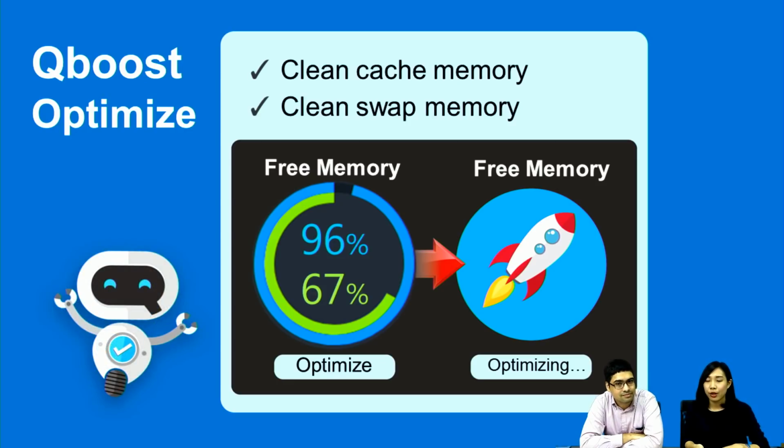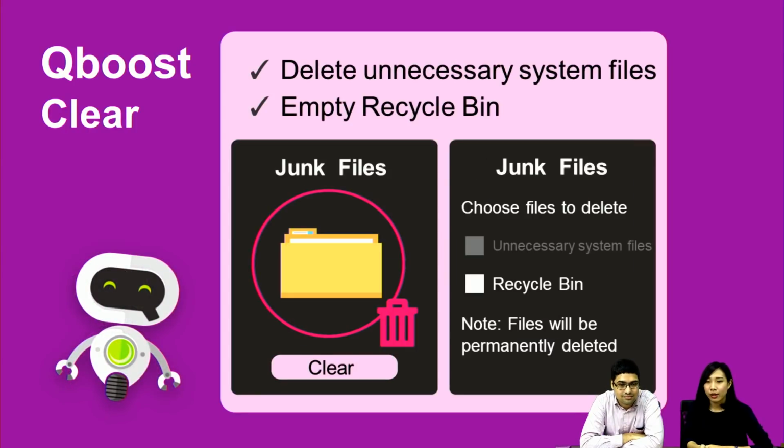It means that it will clean the cache memory and the swap memory in the system. And here is our UI. You can see that when you click optimize, there will be a rocket that flies to the sky. Okay. Cute enough. And the next one is about clear. It means that it will delete the unnecessary system files, such as damaged system files, and you can also empty the recycle bin. But these files will be permanently deleted.